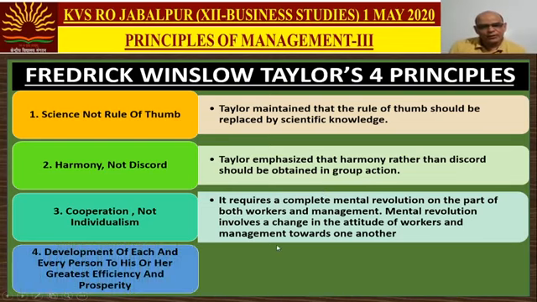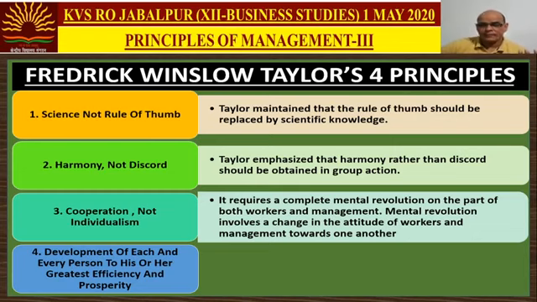Last is development of each and every person to his or her greatest efficiency and prosperity. As already discussed in the definition, Taylor advocated the best way. Best means if a worker can produce 100 units in a day, why today has he performed only 90 units? There must be some problem on our behalf, because the worker has already proved that one day he produced 100 units and today he is producing only 90 units. There may be some problem on our behalf.